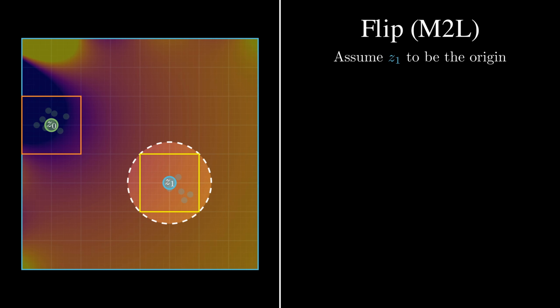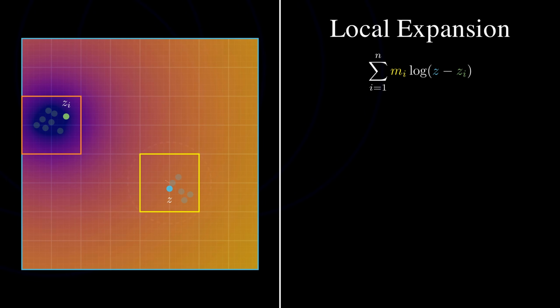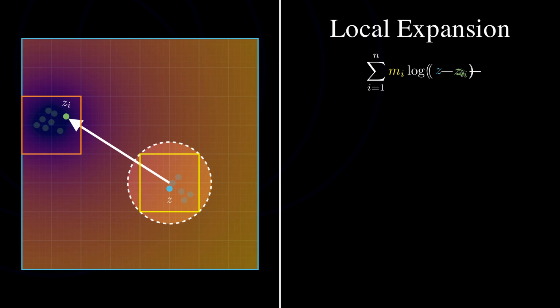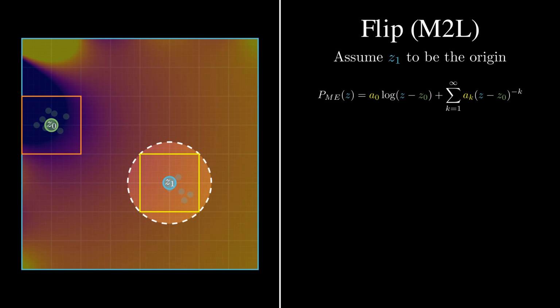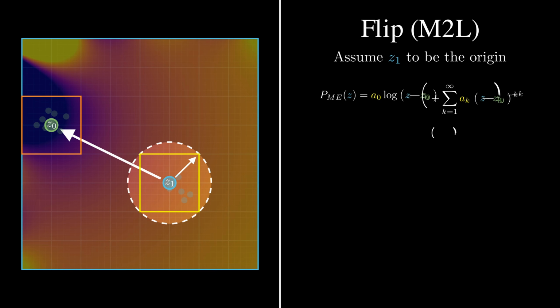Now let's take our multiple expansion and see how we can flip this from a function in terms of z minus z0 to just a polynomial in z. Remember the rule we saw when creating the local expansion. Depending on how we want a result to converge, we must factor out the bigger number in the log. In this case, our cluster center will be further from the origin than our evaluation point, so z0 it is.